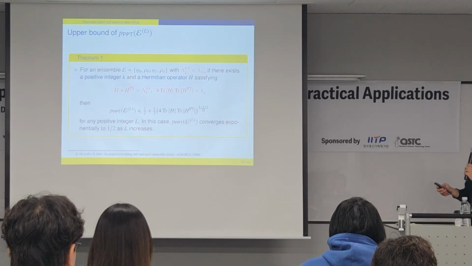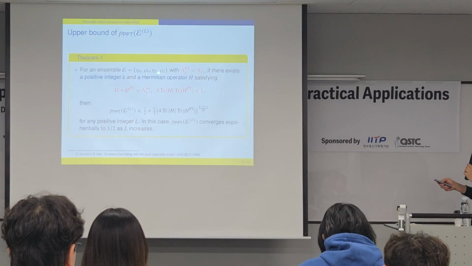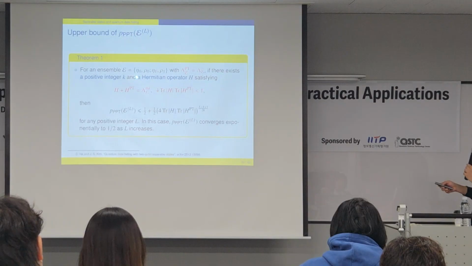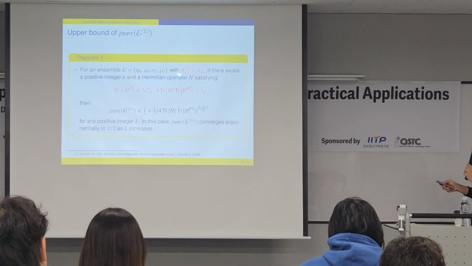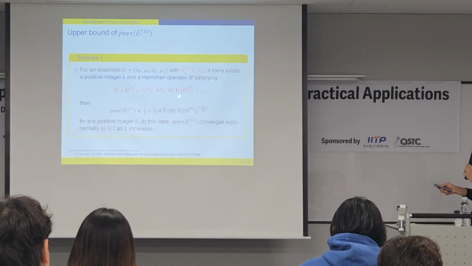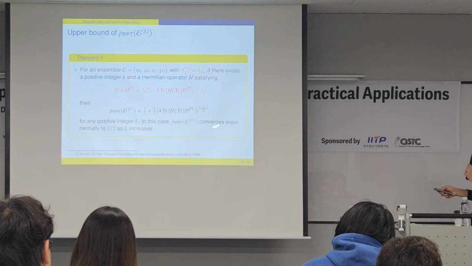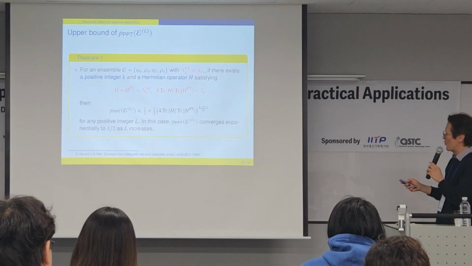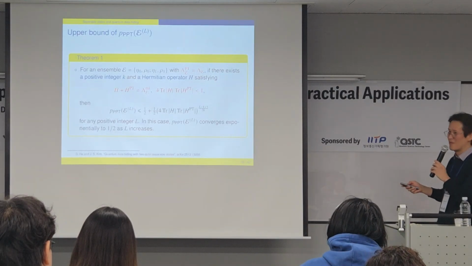And so the new bound for PPT is like this. For this two-state ensemble, satisfying this invariance of lambda epsilon under partial transposition, and if there is some positive integer k and Hermitian operator A satisfying these conditions, and this one can be decomposed into this, and the product of the trace norm of H and its partial transposition multiplied by 4 is always less than 1, then we could show that this PPT of epsilon L is bounded above by these values. As you can see, because this one is less than 1, that means this one decays to 0 rapidly, I mean, exponentially with respect to the number of iterations.